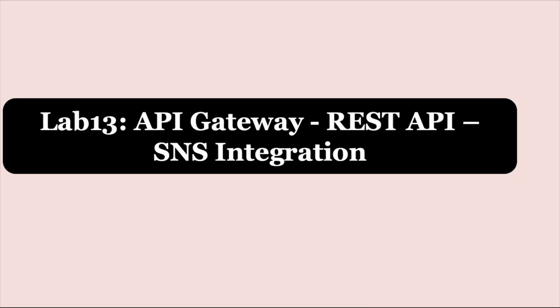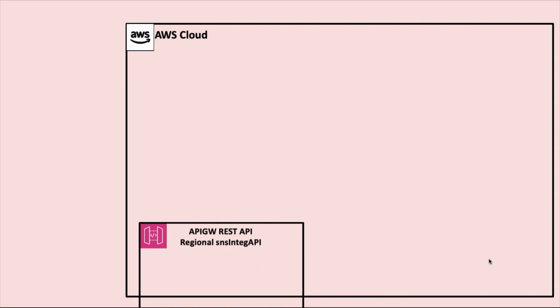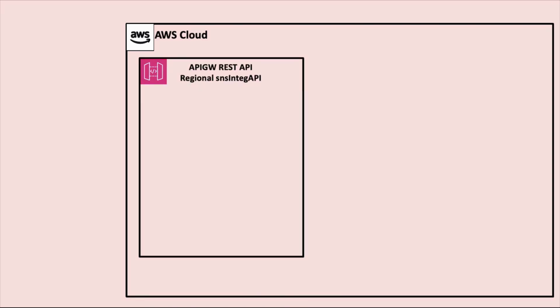Hi all, in this lab, let us understand how to do SNS integration with API Gateway, REST API. Okay, let's get started. So we defined one REST API called SNS Integration API, and the type of the endpoint is regional.